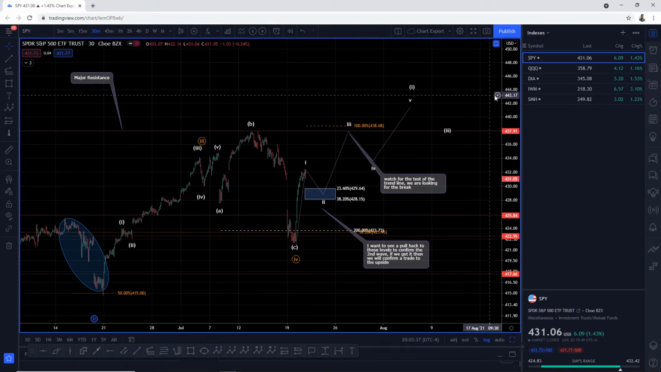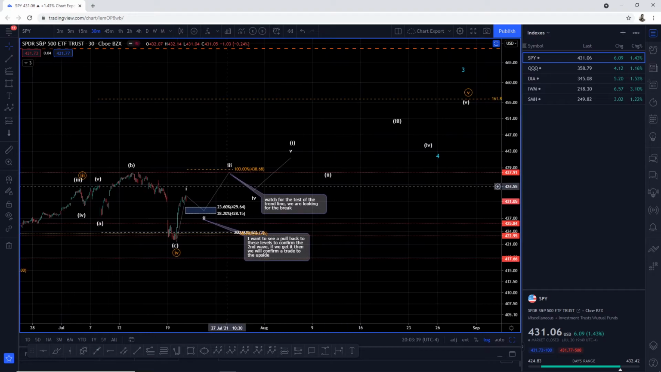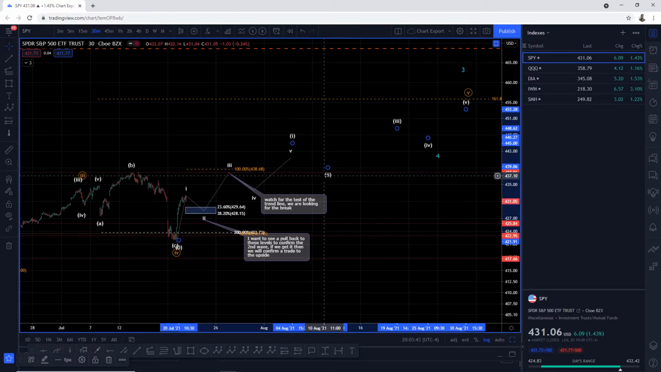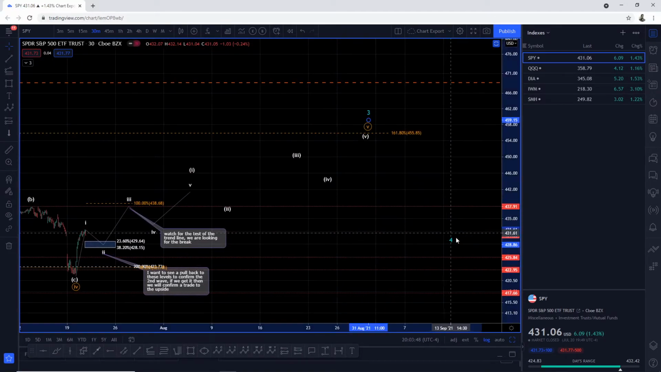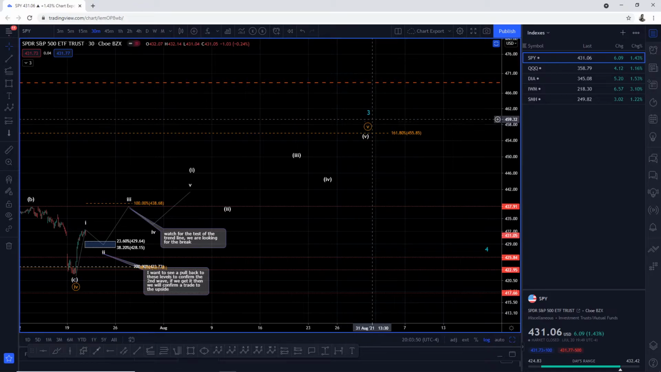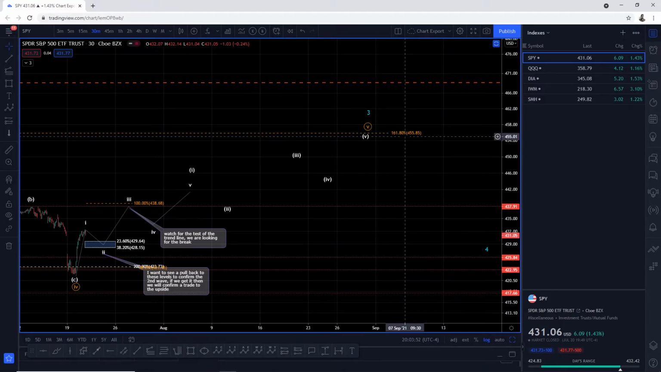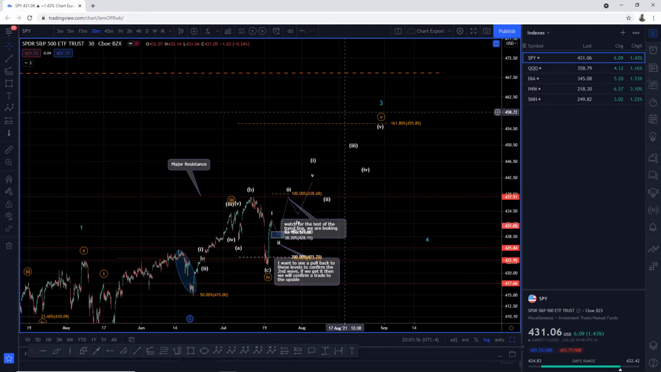Now, the entire wave structure, the way I'm looking at this here is that once we finish this whole structure here, 1, 2, 3, 4, and 5, we make the wave 1, pull back into wave 2, 3, 4, and then 5 to finish the overall minor degree wave at around 1618 or 455.85, which is my upside target.